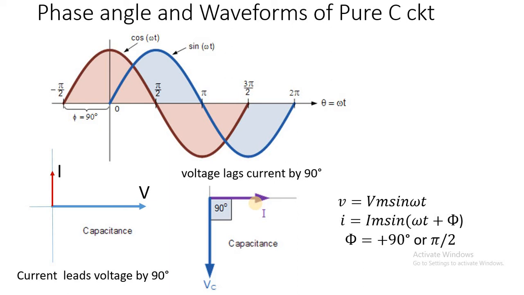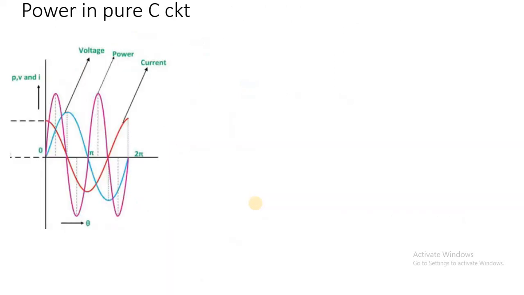And in a pure capacitive circuit, the equation of current i is going to have the phase angle phi positive, and that positive phase angle is going to give that the current leads voltage. I hope everyone understood the relationship of current between pure resistive circuit, inductive circuit and capacitive circuit. Okay. Now let's have the power.